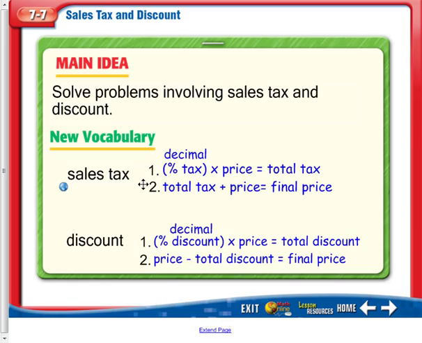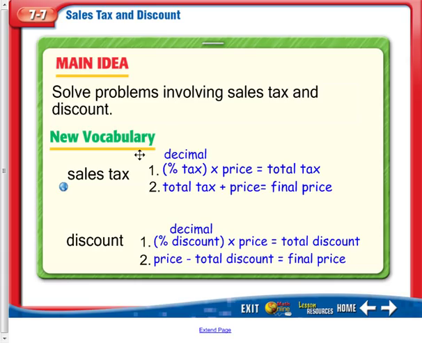In lesson 7-7, we will be solving problems involving sales tax and discount. This is definitely a real-world type situation. You can do these problems a couple different ways. I'll try to show you both ways, so you get familiar with which way you prefer.